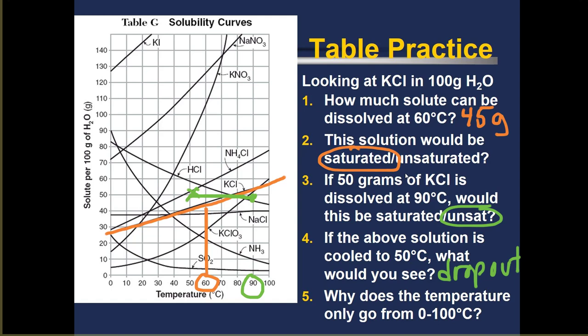All right, number 5, why does the temperature only go from 0 to 100 degrees Celsius? Because that is the temperature range in which we find water as a liquid.